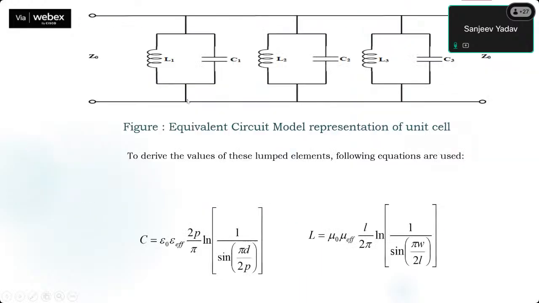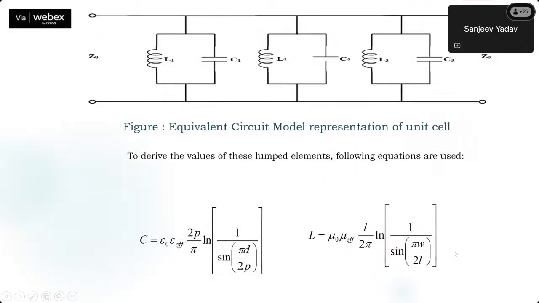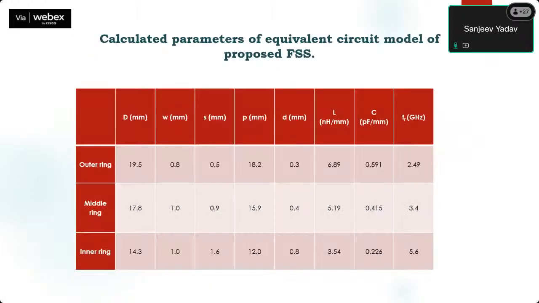Here three rings are there, so we have proposed this type of structure, and again we have calculated the dimensions. From here you can see 2.49, approximately 2.5, 3.4, that is approximately 3.5, and 5.6. By using these parameters we have calculated all these things.